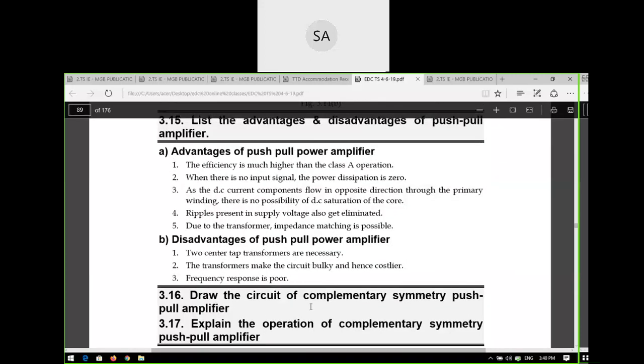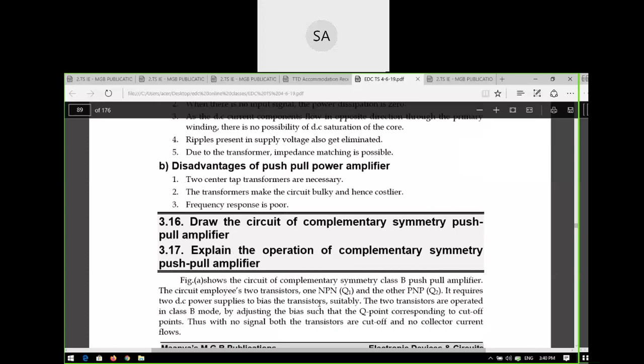So next, what will happen? Due to the transformer, impedance matching is possible. We already discussed this. Because the transformer is present, maximum efficiency, or maximum transfer of energy, will take place. The major disadvantage is the two center tap transformers, because it is a costly affair as well as bulky. The two center tap transformers make it more costly as well as more bulky. So size is also more. So the circuit is bulky as well as costlier.